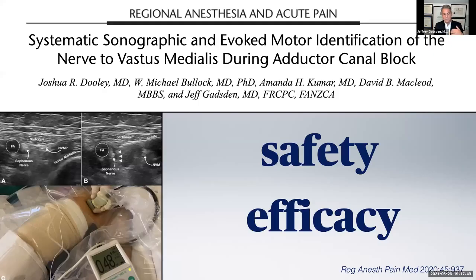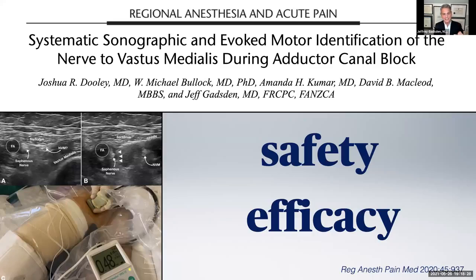So because we couldn't see the nerve all the time, we began to think, okay, well, we'll use nerve stimulation, our good old friend nerve stimulation, and we'll put a hand on the medial thigh near the knee. And as the needle gets close to the smudge or the supposed location of the nerve to vastus medialis, all of a sudden we get a twitch just in the medial head of the vastus. And that alerted us to the fact that, okay, that must be it. And then usually once you put the local in, it surrounds the nerve and you can see, oh yeah, that was the nerve to vastus medialis.